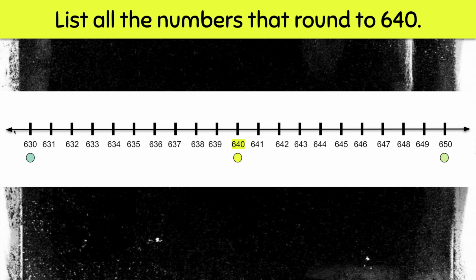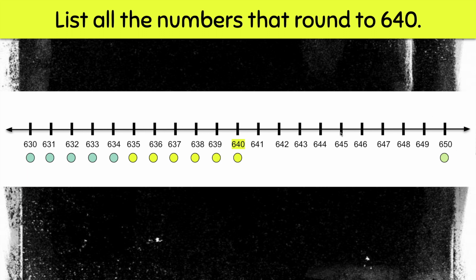We'll start with 630 to 640. Halfway is 635. So all these numbers here are closer to 630, and all these numbers here are closer to 640. Now we will focus from 640 to 650.